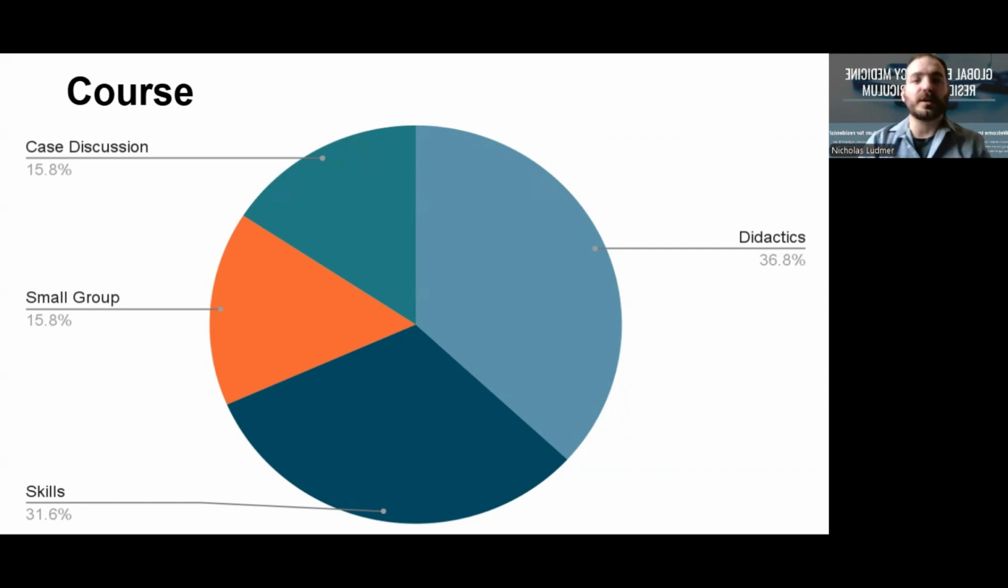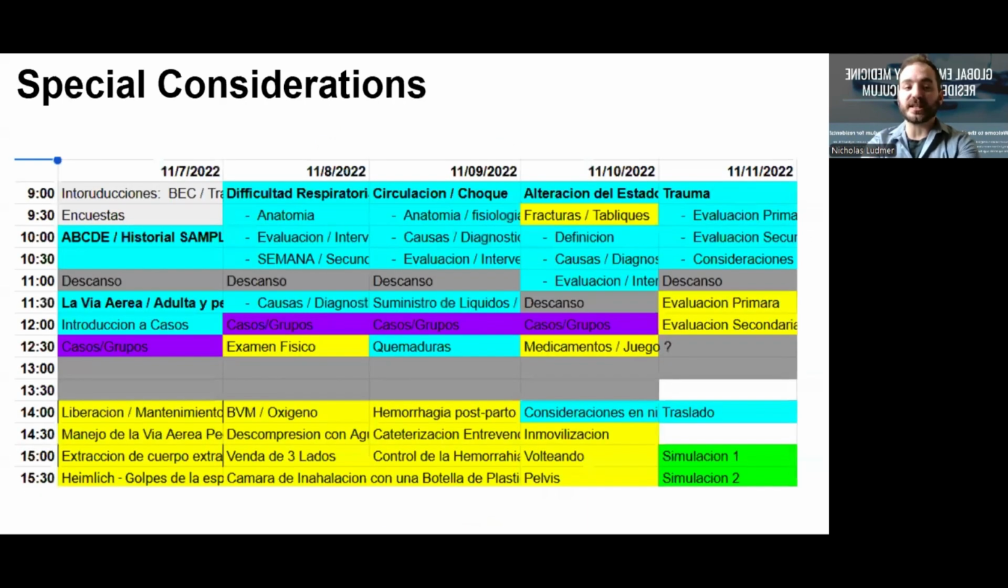Another third of the course comes in the form of skills teaching. A lot of the time requirement of the course goes over teaching some of those basic interventions and skills. But the course also incorporates some opportunities for small group learning and case discussion that participants can go through to help cement going through that ABCDE process and thinking about what interventions they could make.